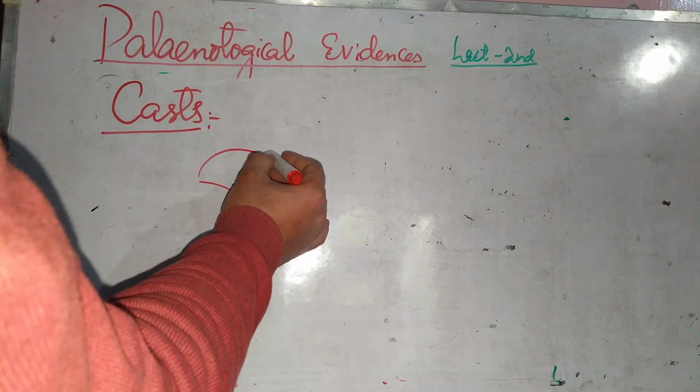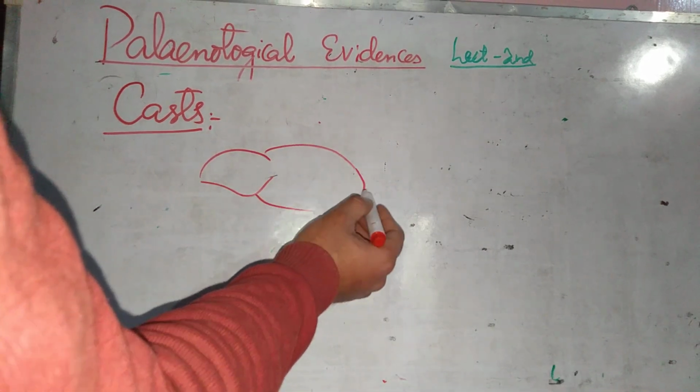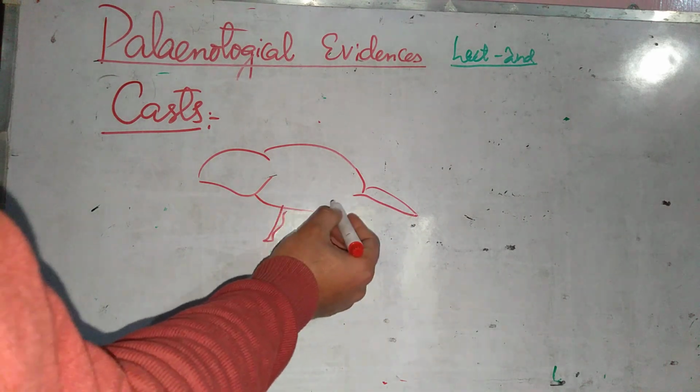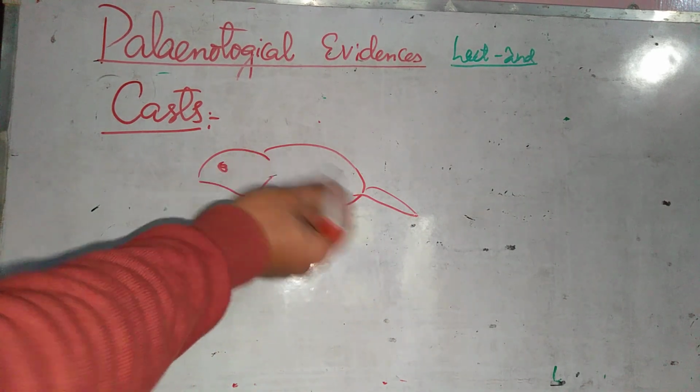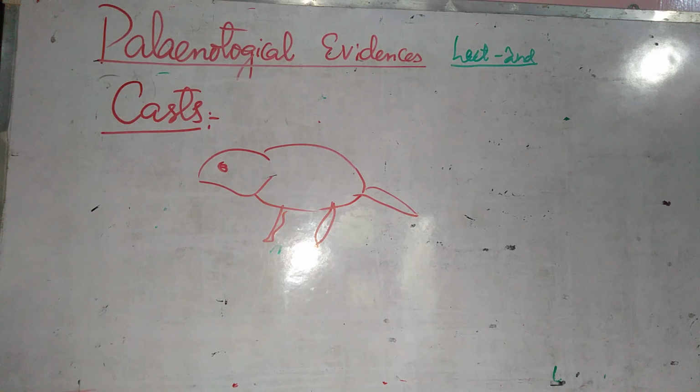We'll draw an animal here, its body. Say example, this animal used to live on this planet in the long ancient past. What happens when this animal got buried deep into the earth or into the hard rocky matter? What will happen? Its organic matter will get replaced because it has undergone death. The organic matter will be decomposed by the decomposers.